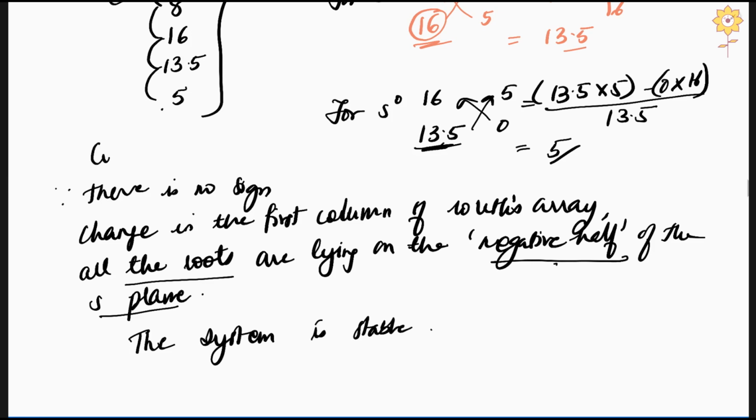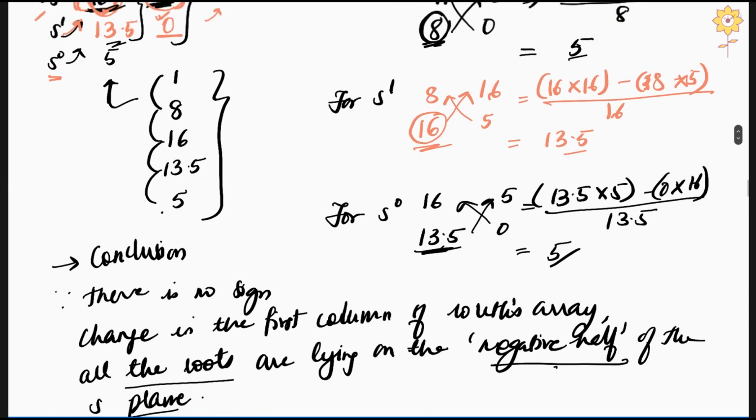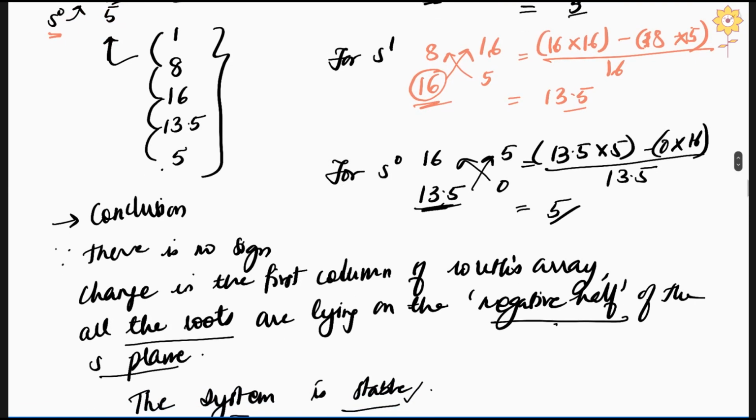Okay. So, after completing the Routh's array, you have to write this conclusion and you have to write if the system is stable or unstable. How did we identify if this particular system is stable? We saw the first column of the Routh's array that we built, we saw that there is no sign change. Since there is no sign change in the first column of Routh's array, we come to know that all the roots are lying on the negative side or the negative half of the S plane. And so we come to the conclusion that the system is stable.